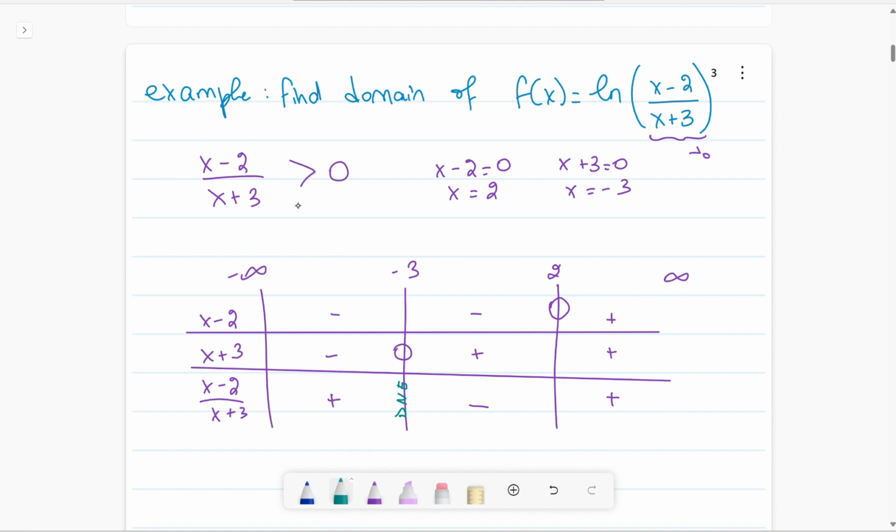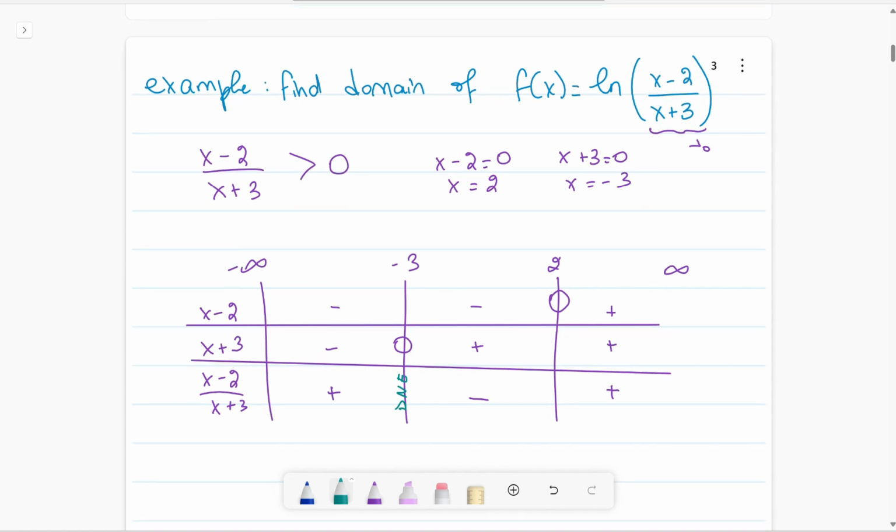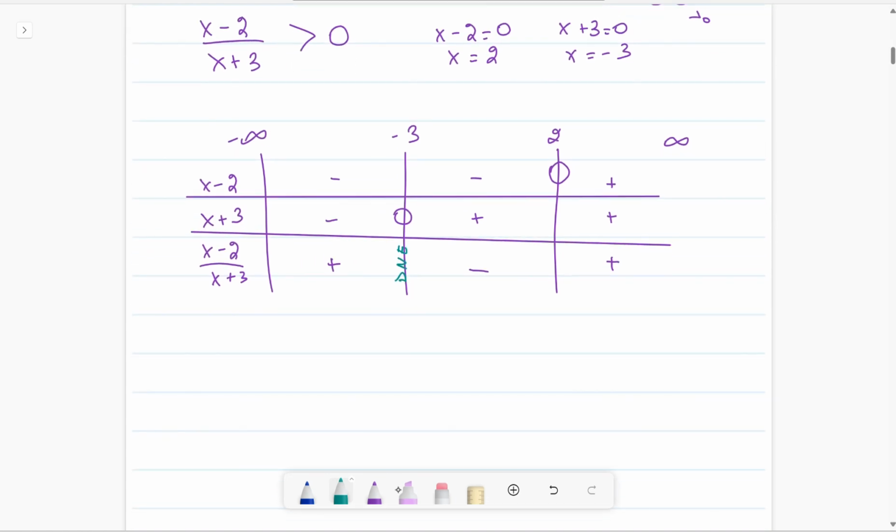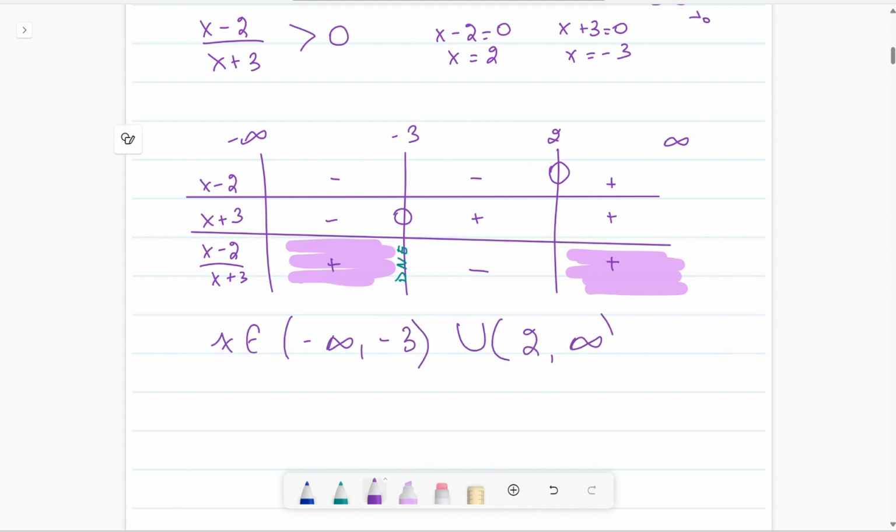So let's look again at our inequality. We want it to be greater than 0. So let's shade the intervals where it is greater than 0 or positive. And since it's greater than, not greater than or equal to, we will use open brackets. So the domain is x belongs to -infinity till -3, union 2 till infinity.